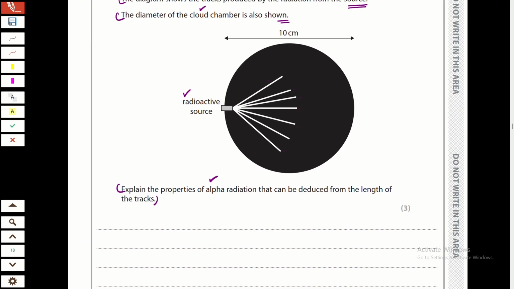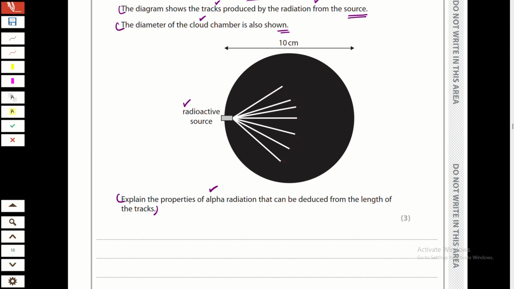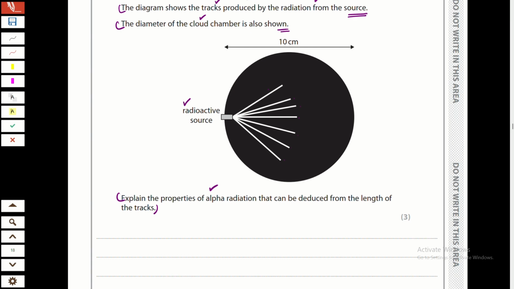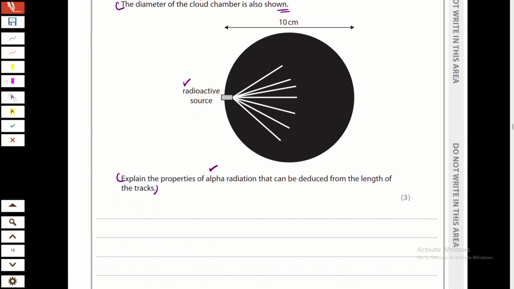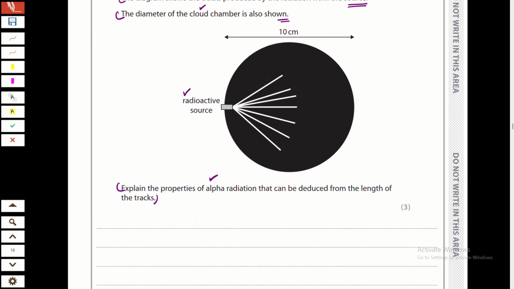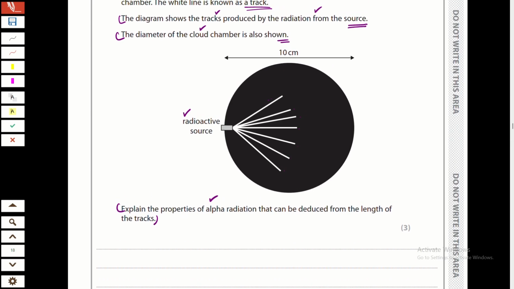In this type of question, where you are provided with a diagram and the question is about the diagram, you will have to write the answer completely based on the diagram that you are provided. You cannot write any other points from outside. You will have to write points and make reasons completely from the diagram. So you will have to explain the properties of alpha radiation based on what you can see. Now, first things first, as you can see, all of these tracks are of approximately equal length.